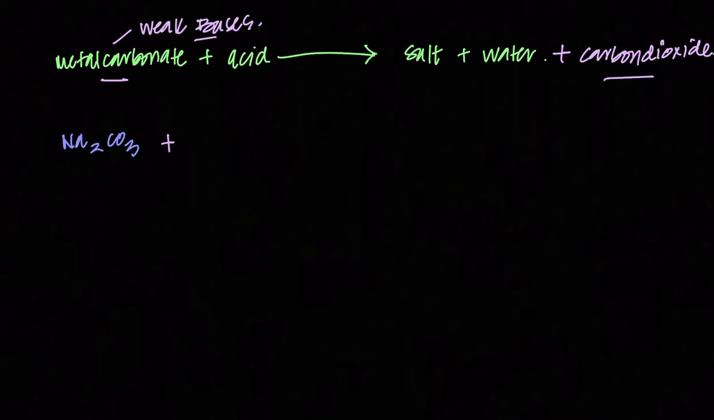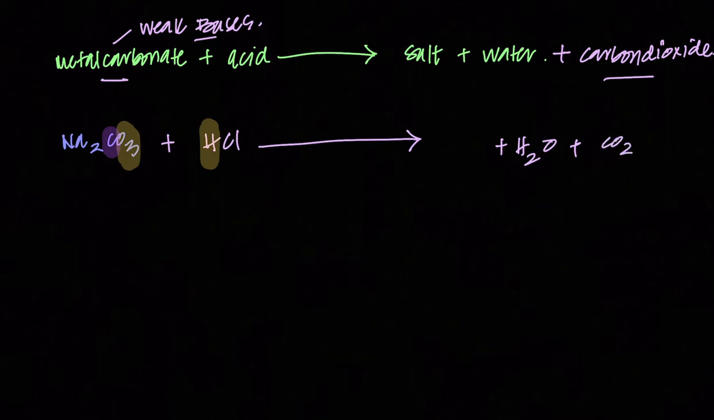So if I react sodium carbonate with, let's suppose, hydrochloric acid, HCl, that's going to give me salt, water and carbon dioxide. Now how is it going to give me salt, water and carbon dioxide? The hydrogen in the acid is going to react with the oxygens in the carbonate ion to give you water. The oxygen and hydrogens would be used to give you water, and the carbon and oxygens would be used to give you carbon dioxide.